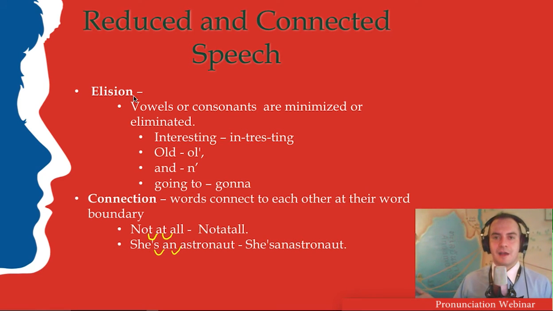There are two phenomena that make native speech difficult for learners to understand. These are elision and connection. Elision is where sounds are dropped or reduced. For example, interesting becomes interesting. Good old man becomes good old man. I'm going to go becomes I'm going to go.